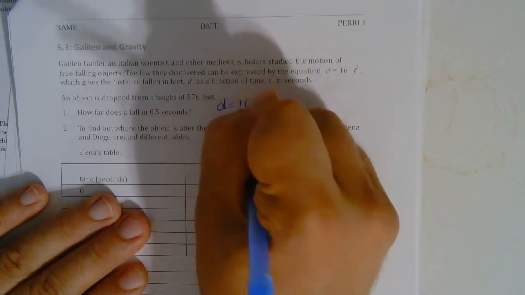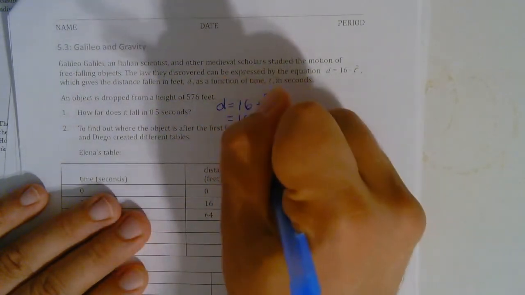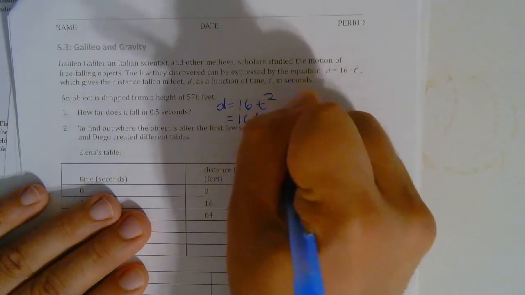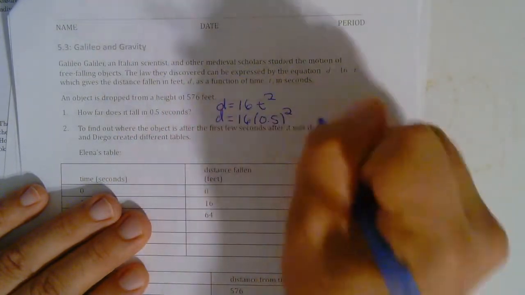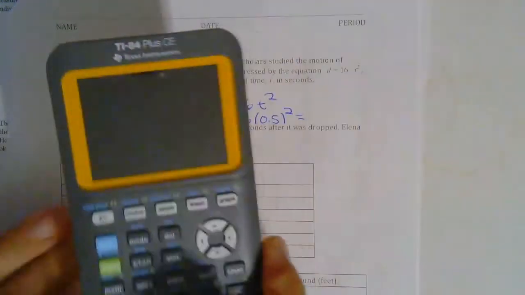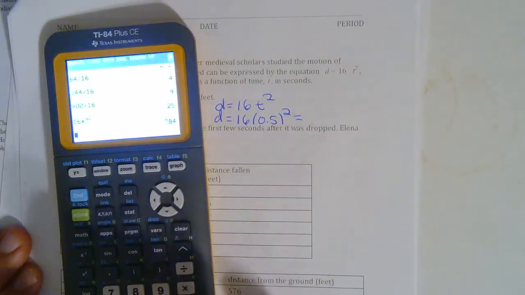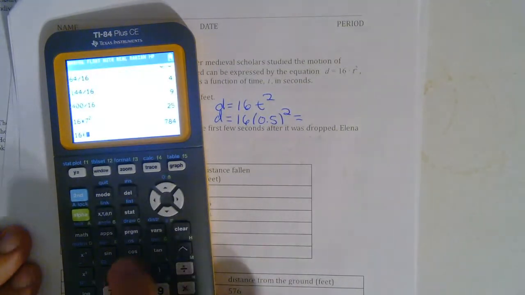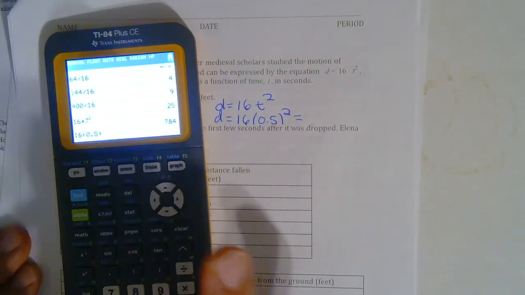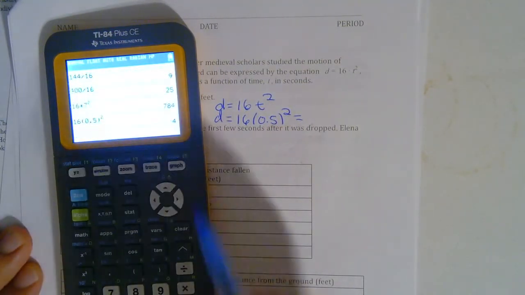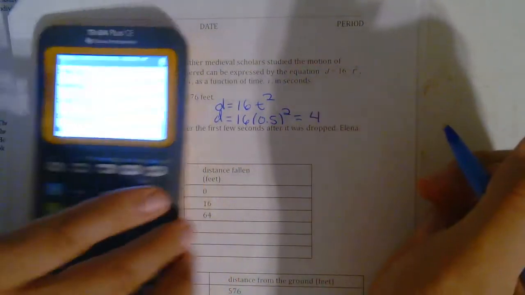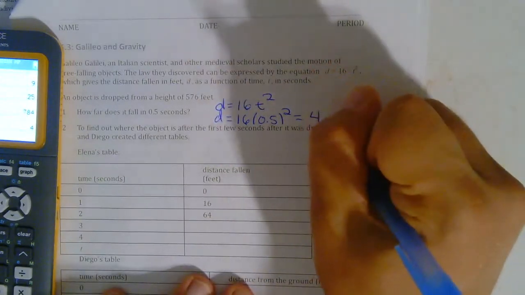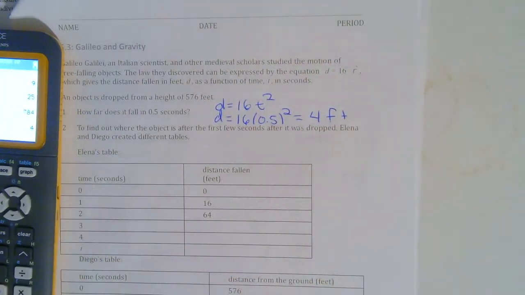So this would be 16. We're multiplying, so I'm going to use parentheses. So 16 times parentheses, 0.5, and then to the second power. Then I'm going to use my calculator to evaluate that. So 16 times 0.5 to the second power, and we would get 4. And remember here, my unit is feet. So the object would have fallen 4 feet in a half of a second.